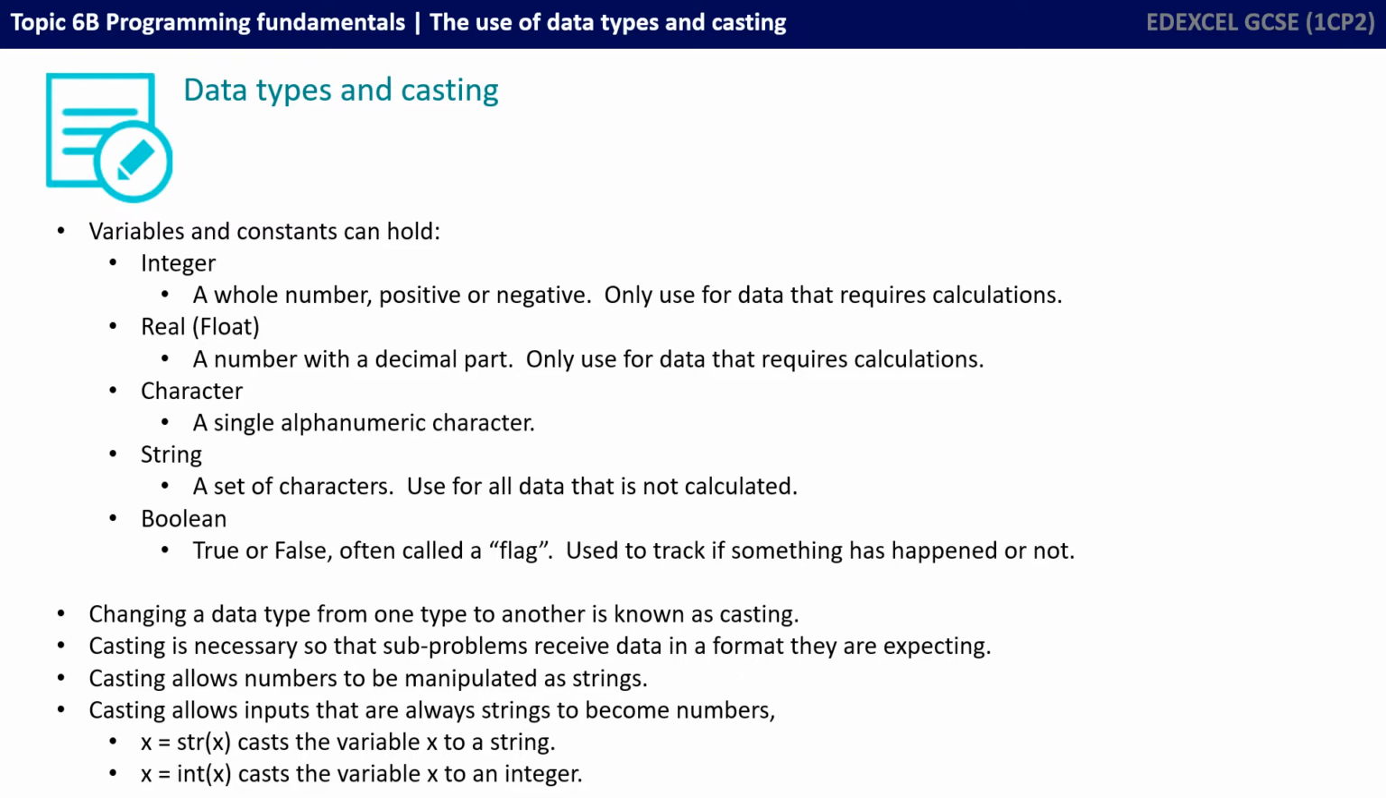Changing a data type from one type to another is known as casting, and casting is necessary so that sub-problems receive data in the format that they are expecting. Casting allows numbers to be manipulated as strings, and casting allows inputs that are always strings to become numbers.